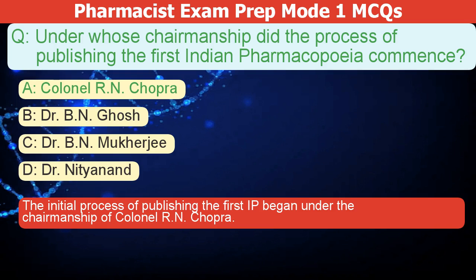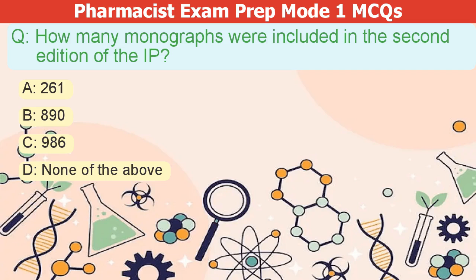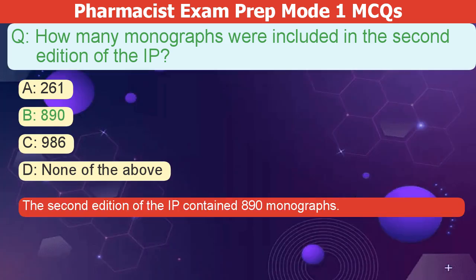How many monographs were included in the second edition of the IP? A. 261. B. 890. C. 986. D. None of the above. The correct answer is B. The second edition of the IP contained 890 monographs.